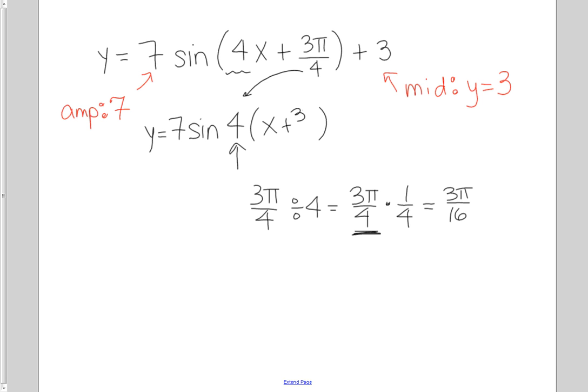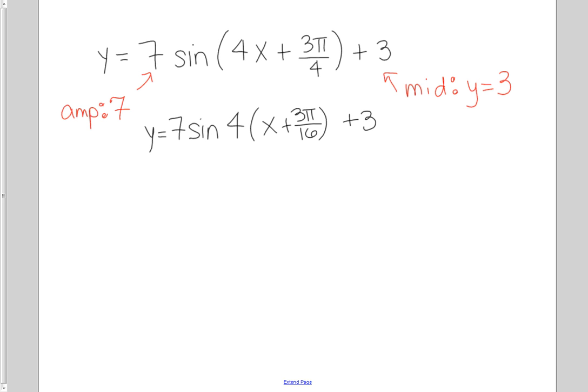That means I have 3 pi over 16 inside my parentheses. A lot of you struggle with factoring when it involves fractions, so it's a good idea to just double check once you think you've got your factors. If I redistribute, am I going to get the original problem back? In this case, if I redistribute, I would get a 4x. And then when I distribute the 4 to the 3 pi over 16, I would reduce out a 4, and I would get 3 pi over 4, which is what I wanted, so I know I factored correctly.